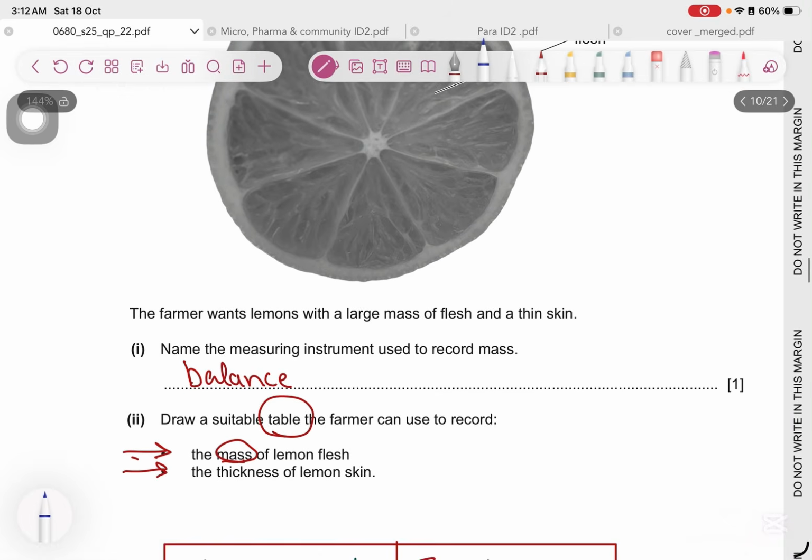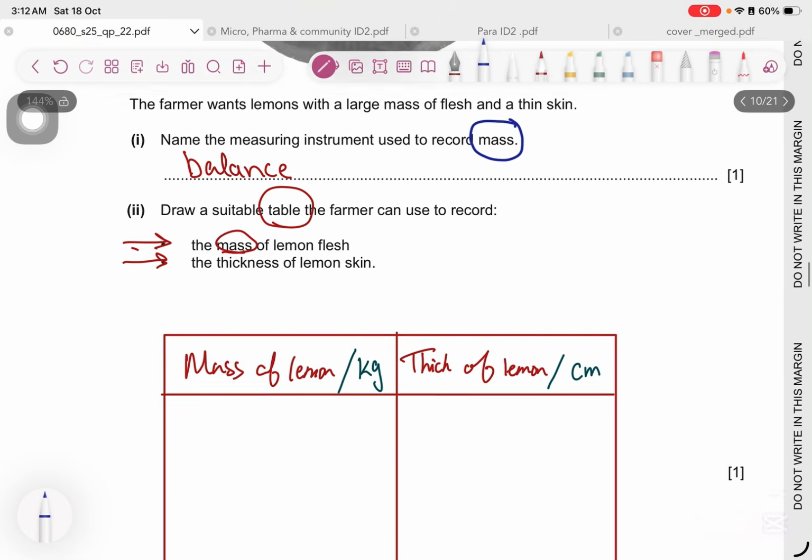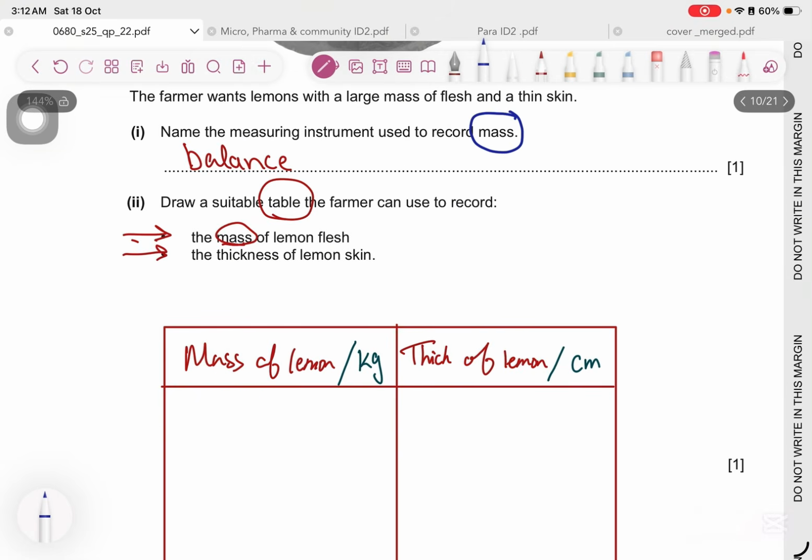the photograph shows a lemon. The farmer wants lemon with a large mass of flesh and a thin skin. Name the measuring instrument used to record the mass. It's a balance. Okay? Draw a suitable table the farmer can use to record the mass of the lemon and the thickness of the lemon skin.